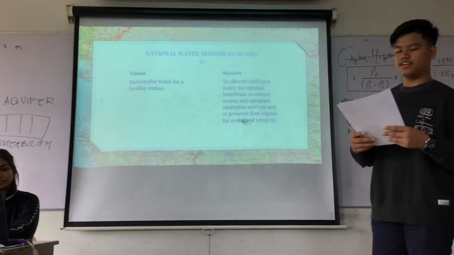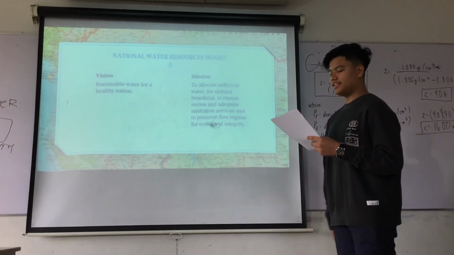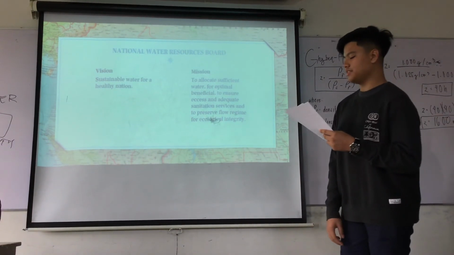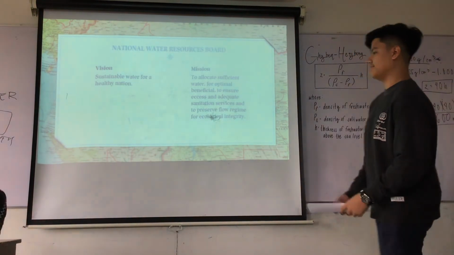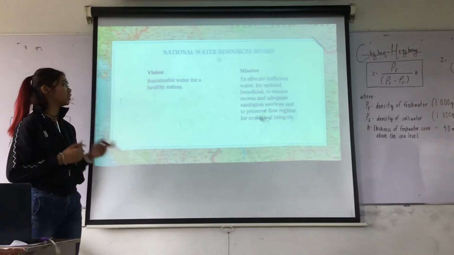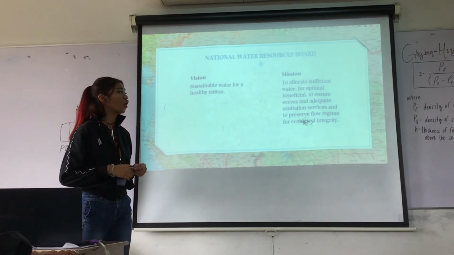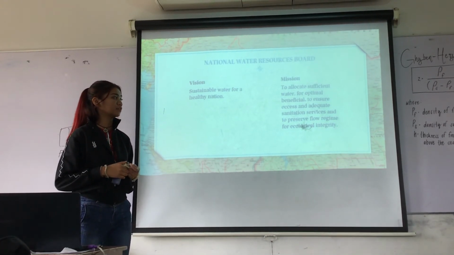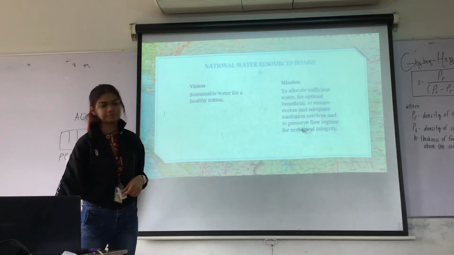Quality policy. The National Water Resources Board is committed to ensure sustainable water for a healthy nation through equitable water allocation, regulation of water service providers, and preservation of flow regime. And finally, the vision of the Water Resources Board is sustainable water for a healthy nation, and the mission is to allocate sufficient water for optimal, beneficial use, to ensure access and adequate sanitation services, and to preserve flow regime and ecological integrity.